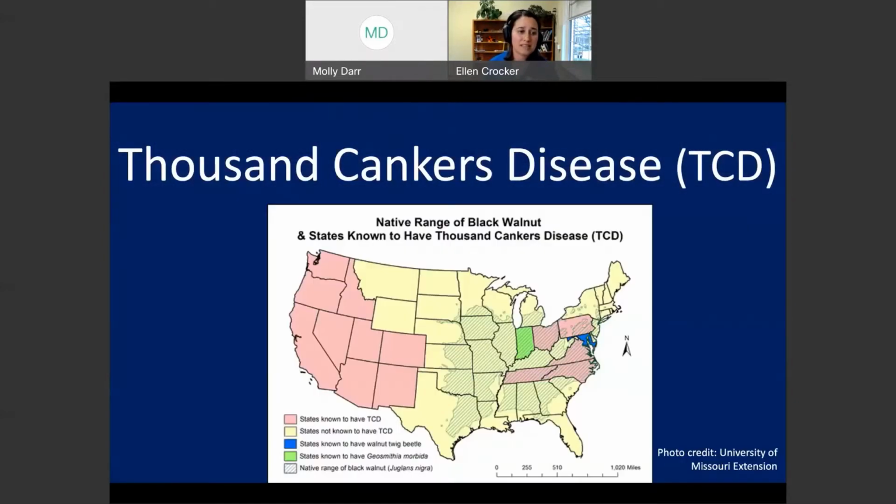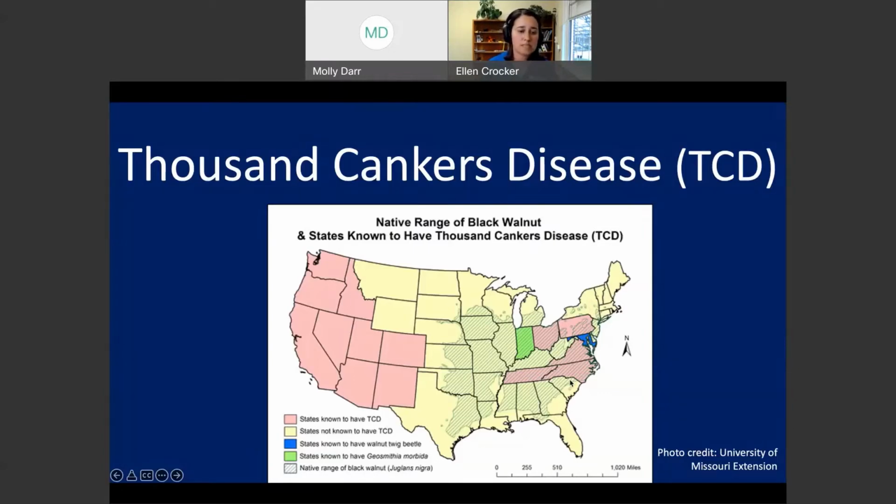So with thousand cankers disease, I wanted to show this map of the states that are known to have thousand cankers disease, both their native range as well as in the eastern U.S., and emphasize that the good news is that with thousand cankers disease, it hasn't spread as rapidly or been as bad for black walnut as was initially thought.